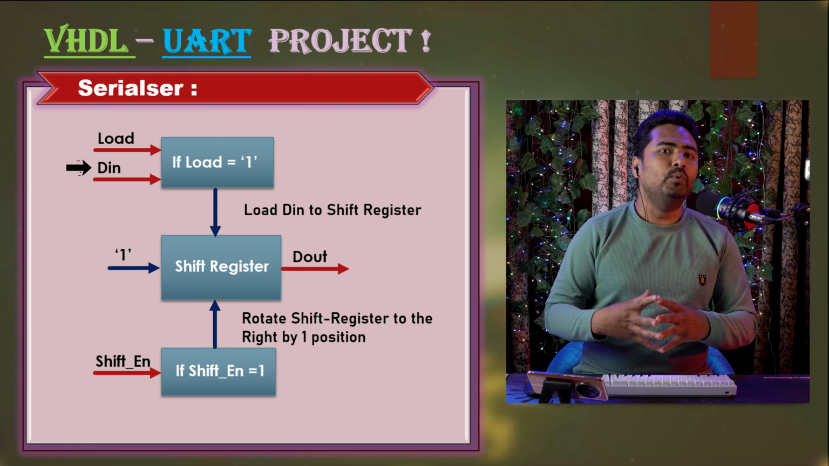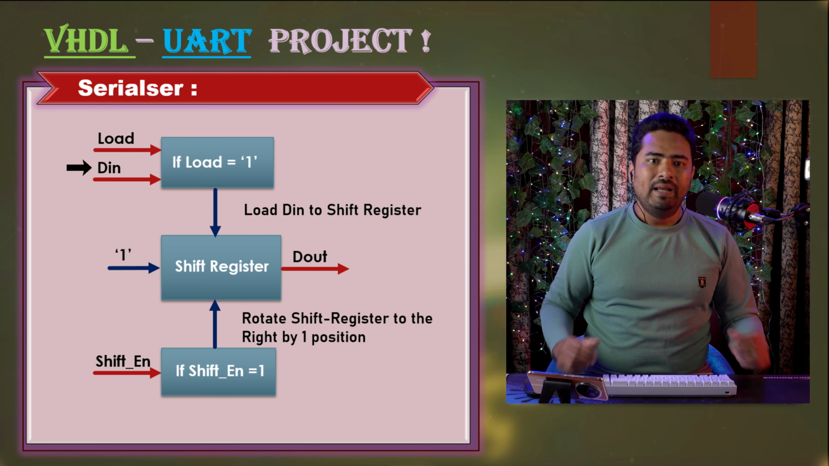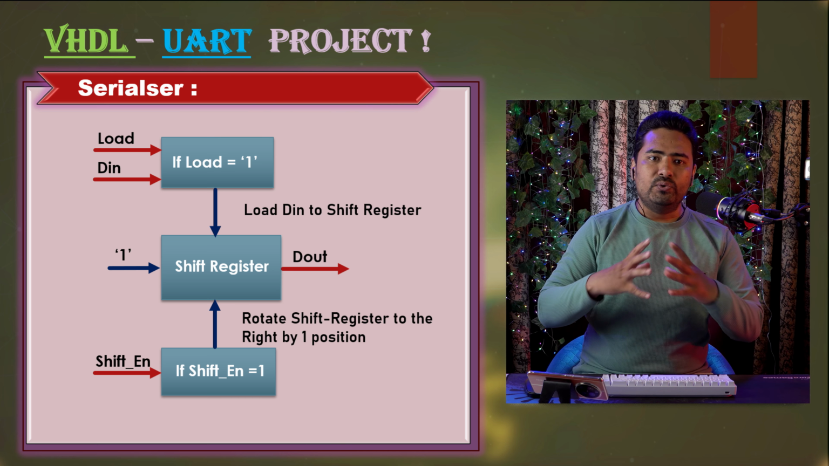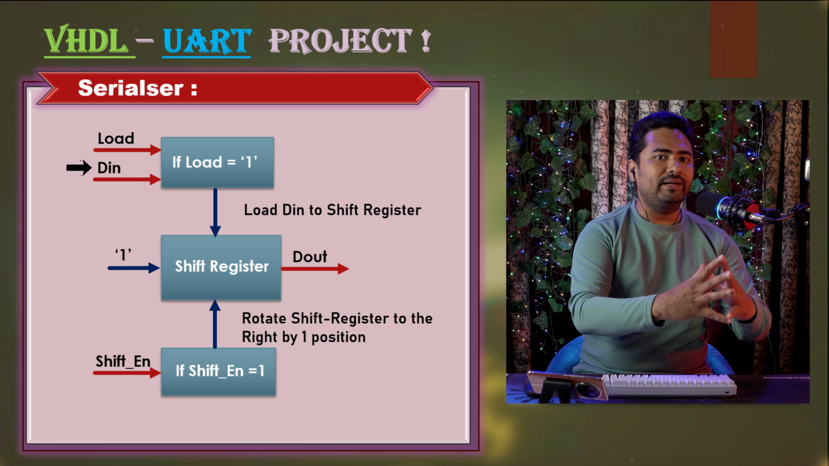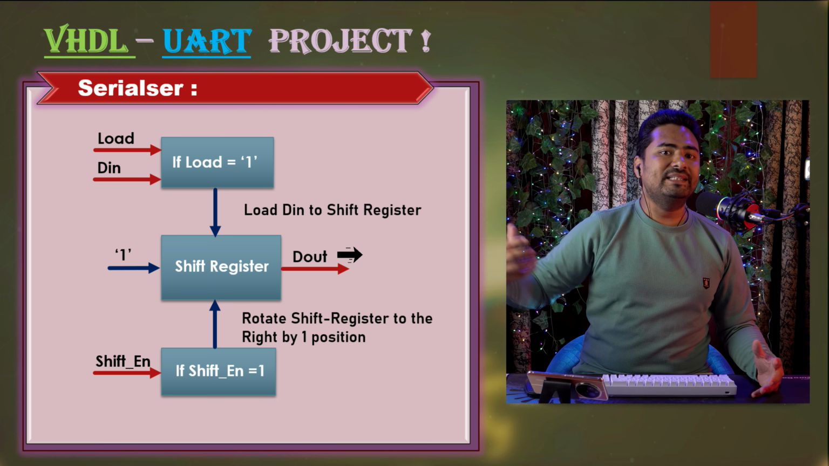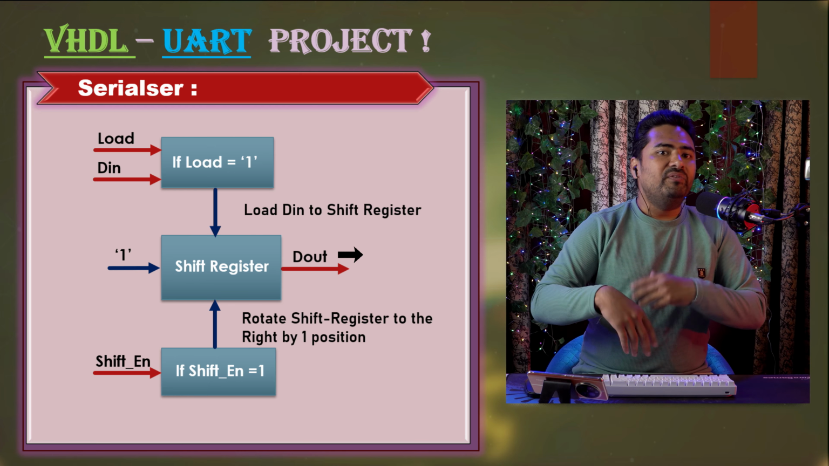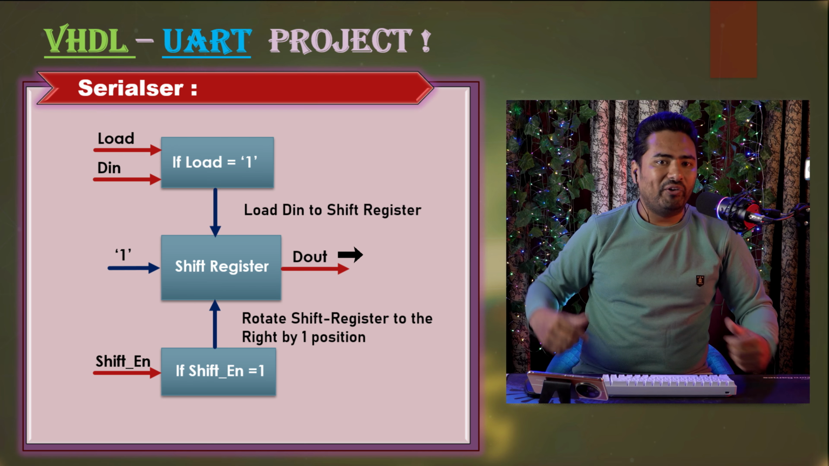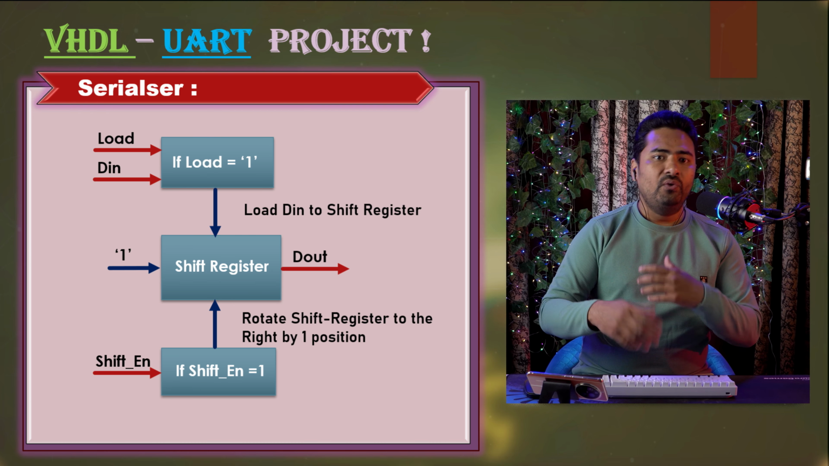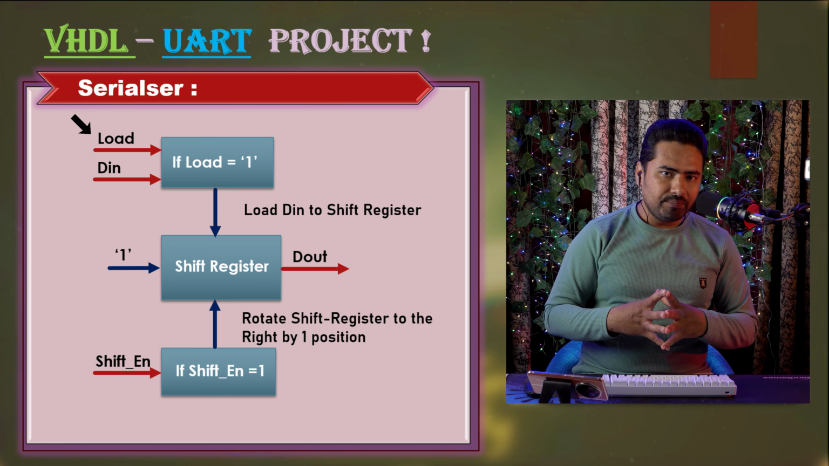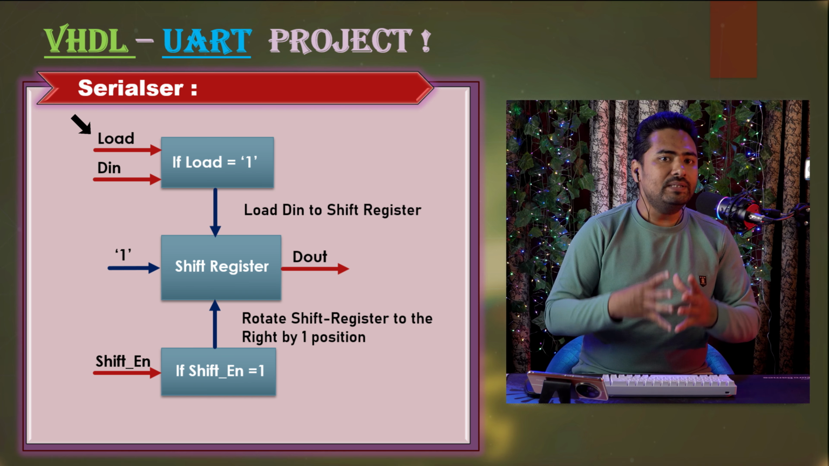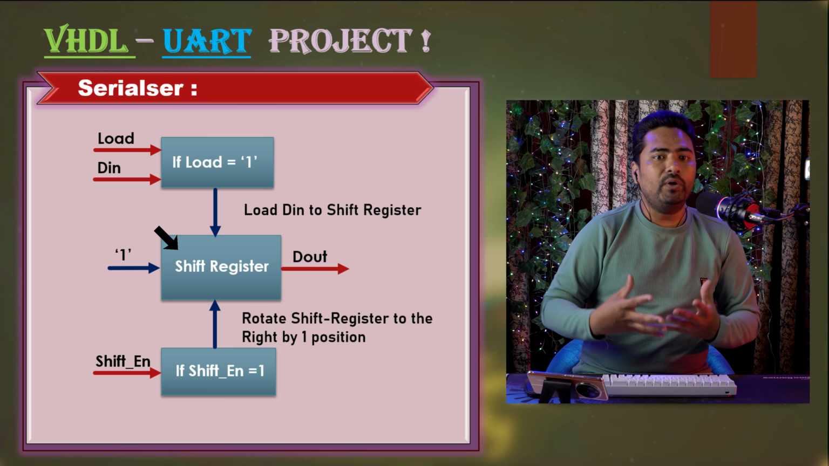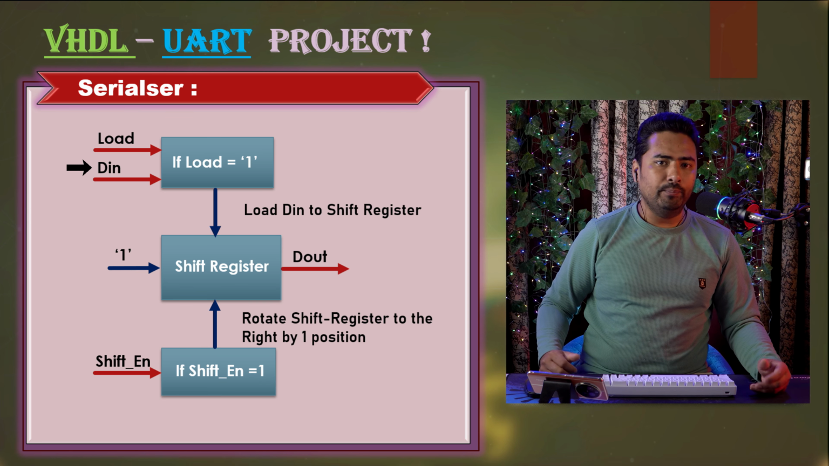This din input is a parallel data input, and this dout output is a single bit output. So we will convert this parallel data into a stream of single bits, and then we will transmit each bit according to the specific baud rate. We insert a load pulse, and when this load pulse is asserted, our shift register will capture the input data from this din input.